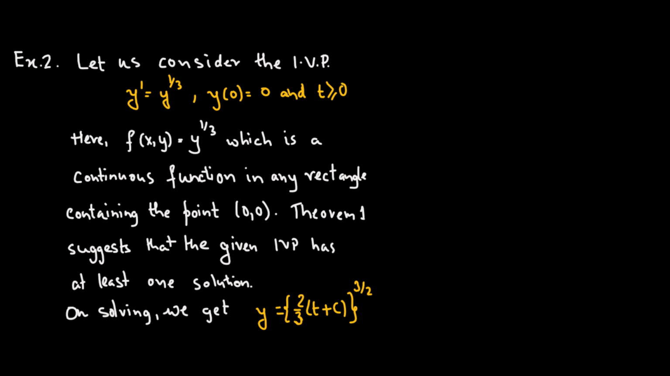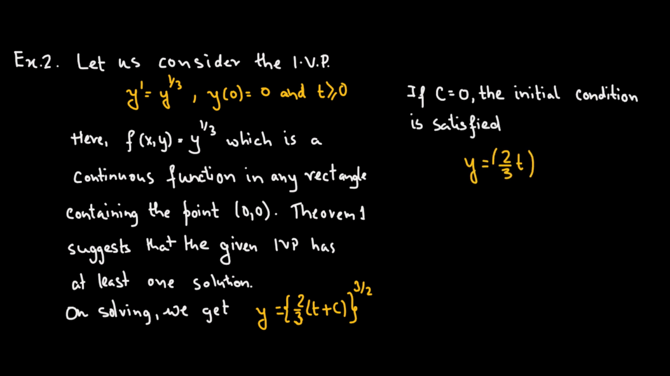So this is the solution. If c equals 0, the initial condition is satisfied, and that gives us y equals (2/3 of t) raised to the power of 3/2, and this is a solution for t greater than or equal to 0.